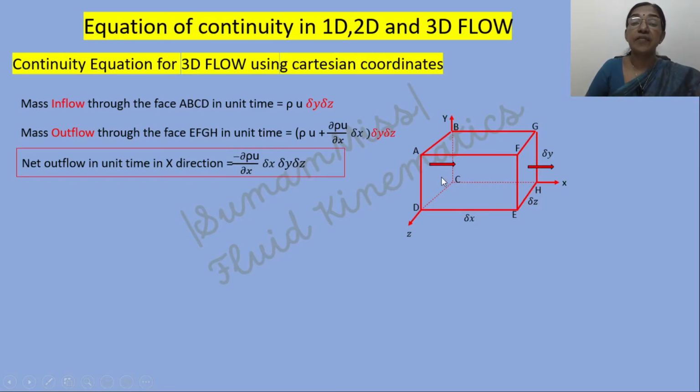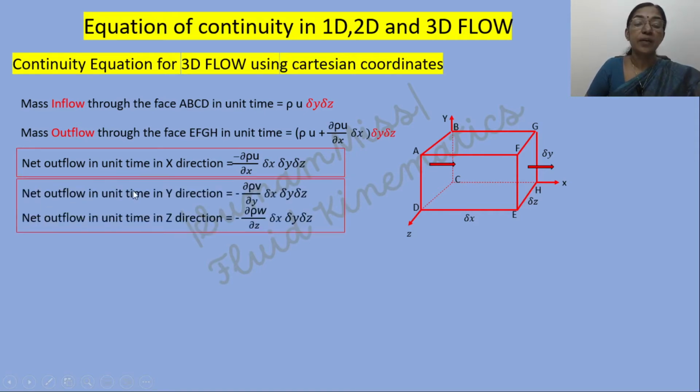Similarly, we can consider the net outflow per unit time in the y direction and in the z direction. So the net outflow per unit time in the y direction is equal to minus dou by dou y of rho v into delta x into delta y into delta z. Similarly, the net outflow per unit time in the z direction is equal to minus dou by dou z of rho w into delta x into delta y into delta z.